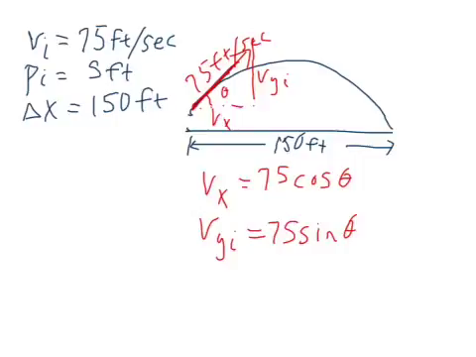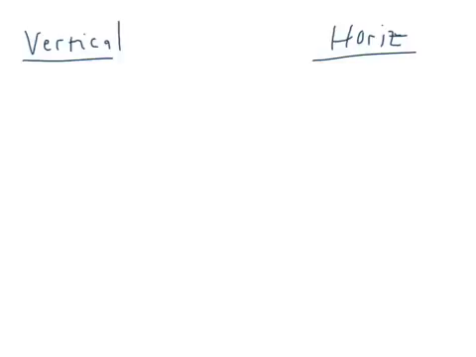Okay, I'm going to go to a new slide. What I like to do in these kind of problems is have a vertical analysis and a horizontal analysis. Typically the vertical analysis is the more complicated one because you're dealing with gravity. Horizontal, you have a constant velocity. So in the vertical analysis, we know, because this problem's in feet and we can assume it's on Earth, we know that we have a constant acceleration of negative 32 feet per second squared.